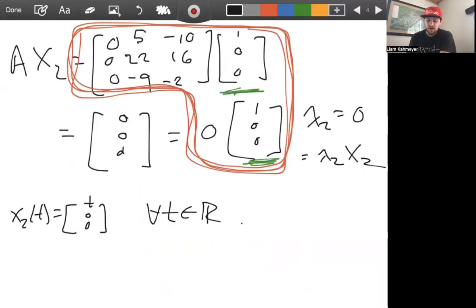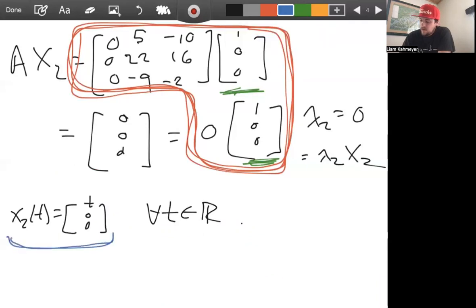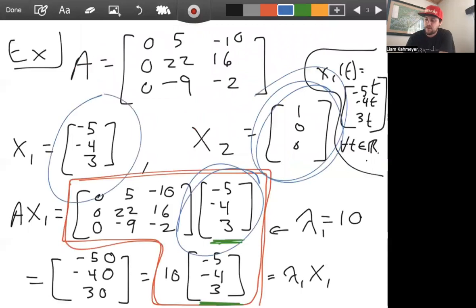But this is the notion of, you'll see here, we take the simplest integer solution, and that's called our basic eigenvector, right? So the -5, -4, 3, and then the 1, 0, 0, these would be our basic eigenvectors.